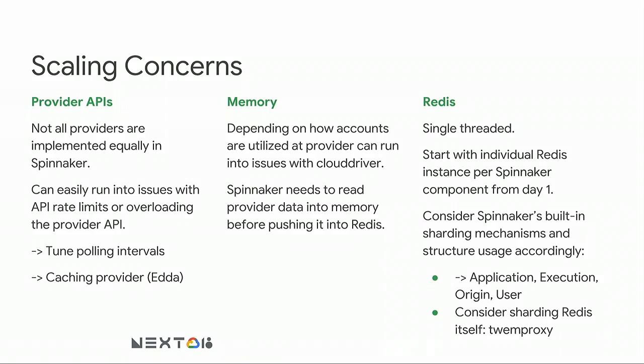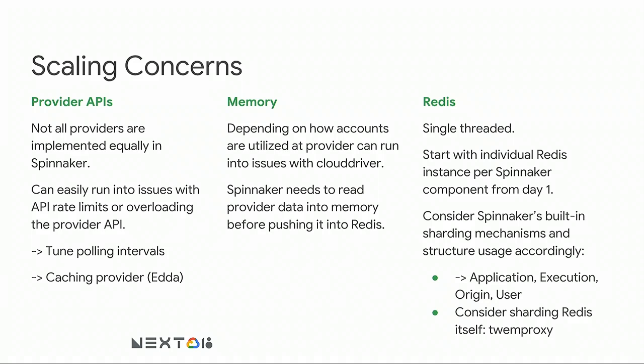So, scaling concerns as you start bringing Spinnaker up. If you're talking about something like Target scale, not all provider implementations in Spinnaker are built the same. So you can easily run into problems where, depending on the implementation, you could run into things like API rate limit problems, or even overloading the downstream provider APIs. So you want to look at how you're tuning some of those polling intervals. If you can do caching of APIs, the AWS implementation in Spinnaker has something called Edda that lets you cache API calls.